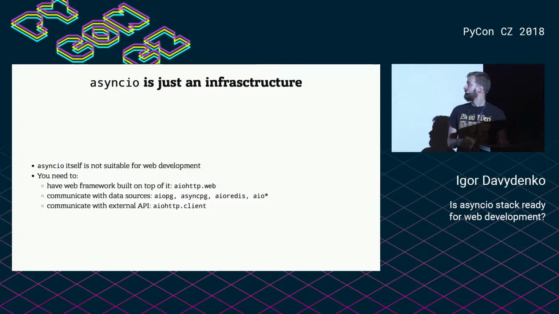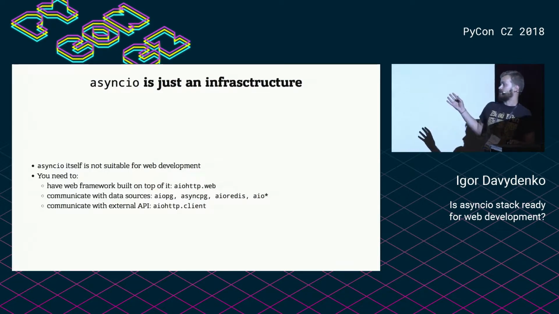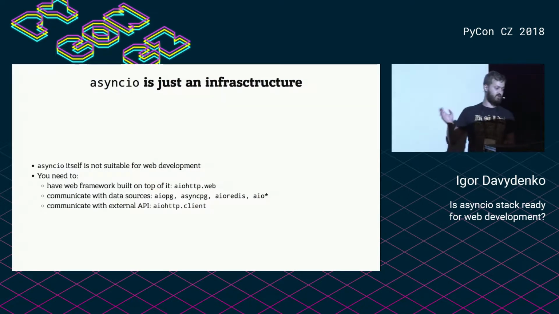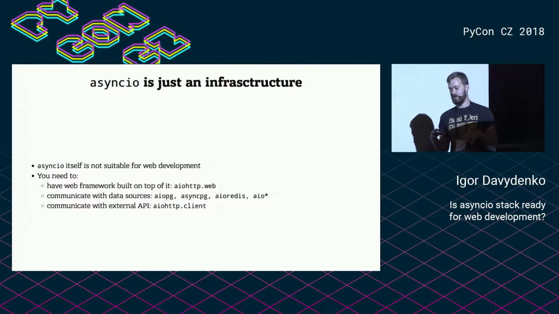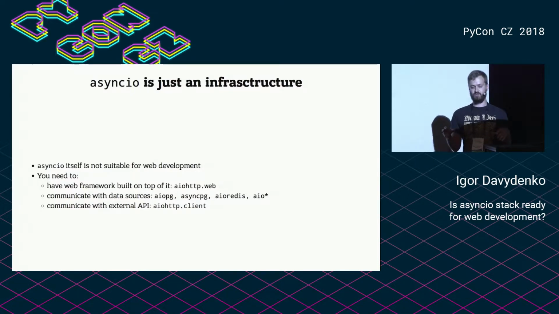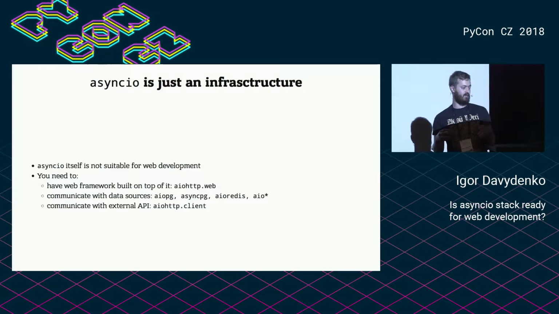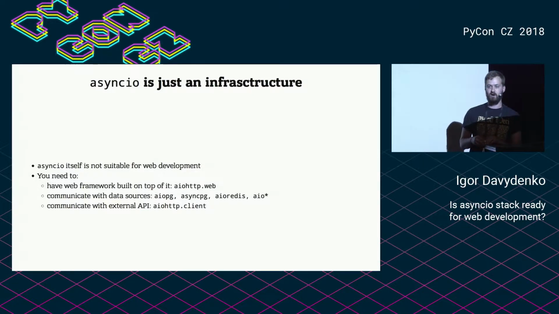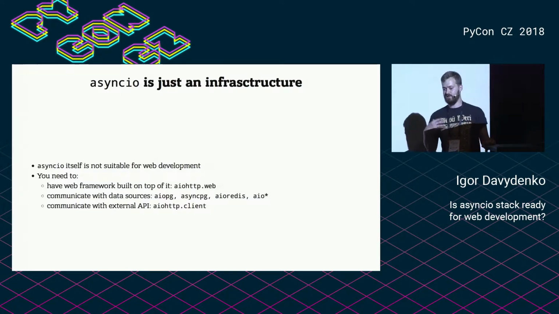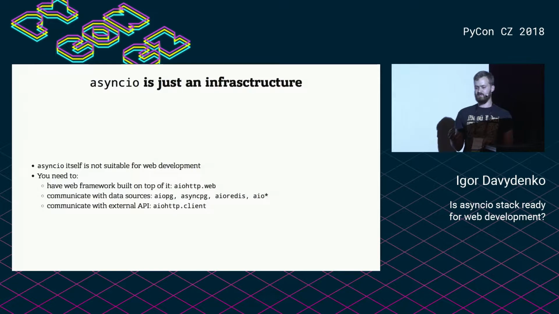So again, asyncio is just an infrastructure. Asyncio itself is not suitable for web development, and you need to have a web framework built on top of it. You need to have a way to communicate with your data sources, with your data storages, and you need a way to communicate with some external APIs. And that's how the aio-libs were founded, how the aio-libs were born.